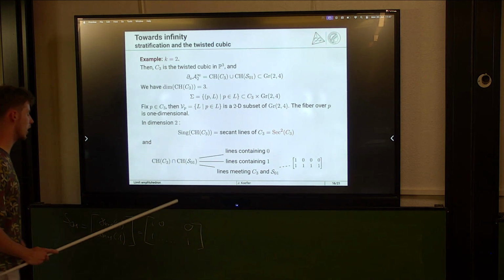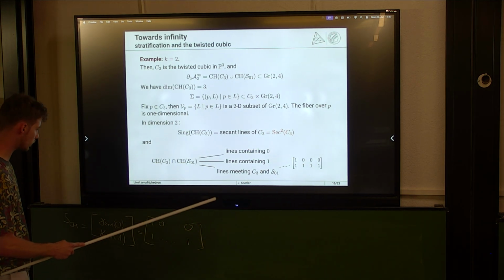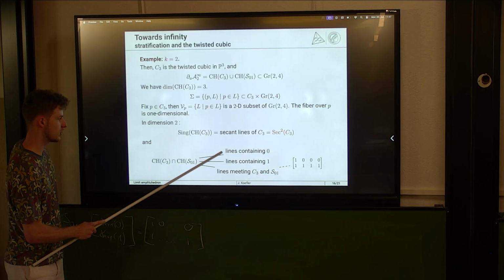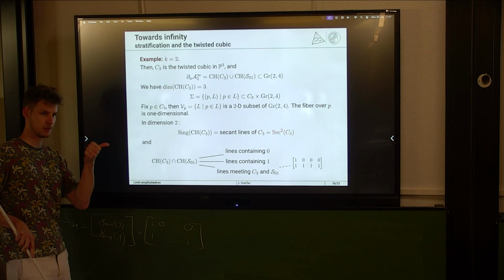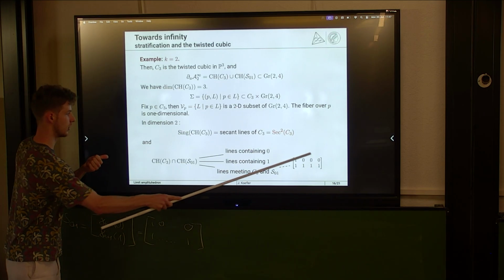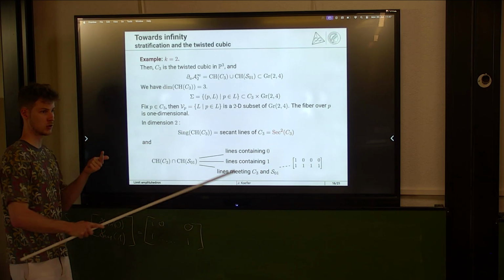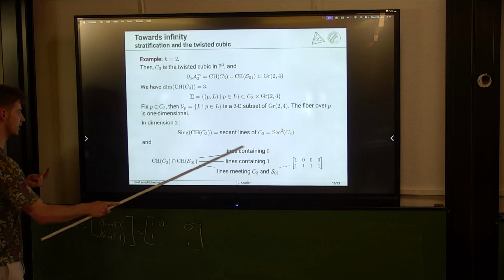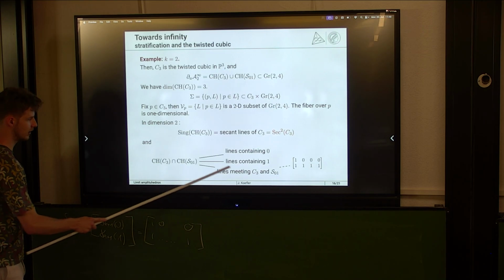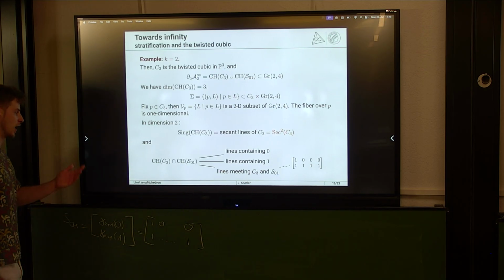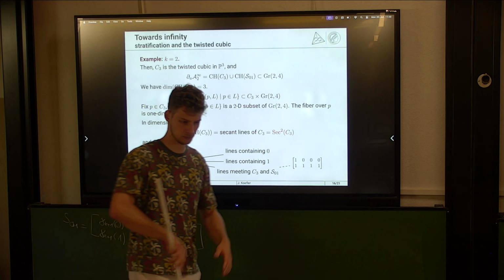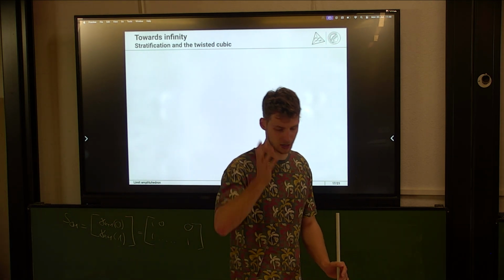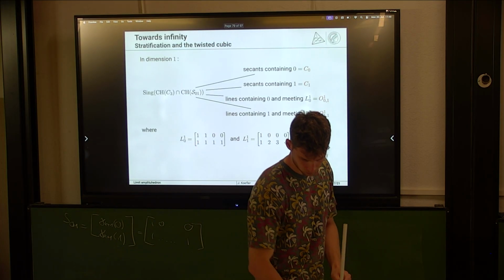There are other two-dimensional strata. Because we always fix the 0 point and the 1 point, lines that contain this point meet this secant line, because that's the line that goes through there. And since that point is also on the twisted cubic, they are more special. So you get lines containing the 0 point, lines containing the 1 point, and then the generic behavior of lines meeting the twisted cubic and the special line. So there's lots of combinatorial work involved to make all of these computations work out nicely.